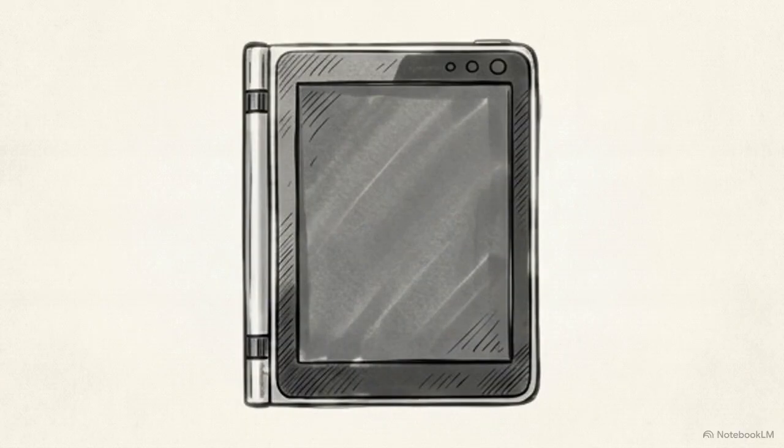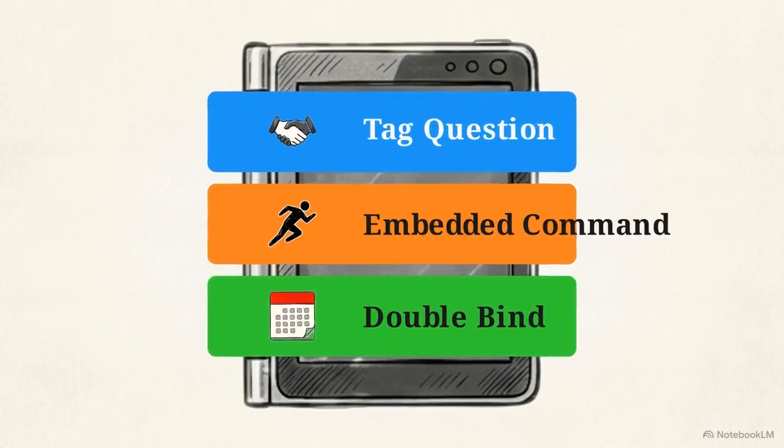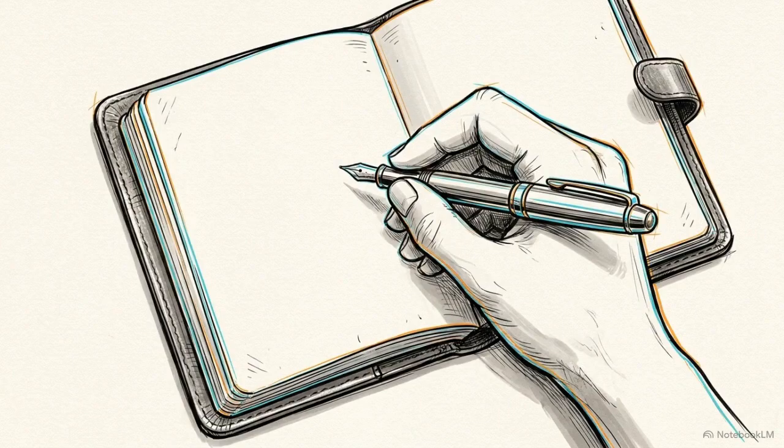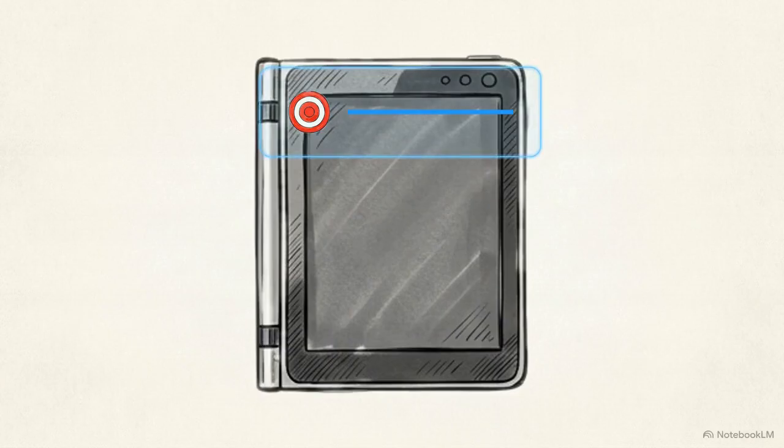Today, we are going to build a 3-part script using 3 of these core patterns: a tag question, an embedded command, and a double bind. To make this practical, grab a pen and paper. Identify one specific result you want to achieve today, like asking for a deadline extension or a simple favor, and write it at the top of the page.